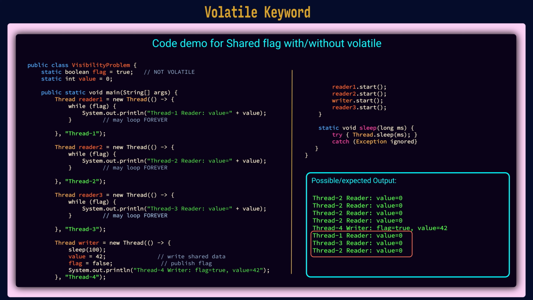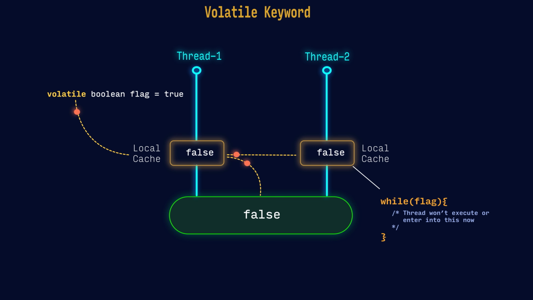This is the visibility problem, and I would recommend you put the volatile keyword in front of the boolean and int variables and then check the output. I am sure you will come up with a lot of queries here. So please comment your queries in the comment section. I will definitely answer. So guys, that is all about the volatile keyword and how it solves the visibility problem.